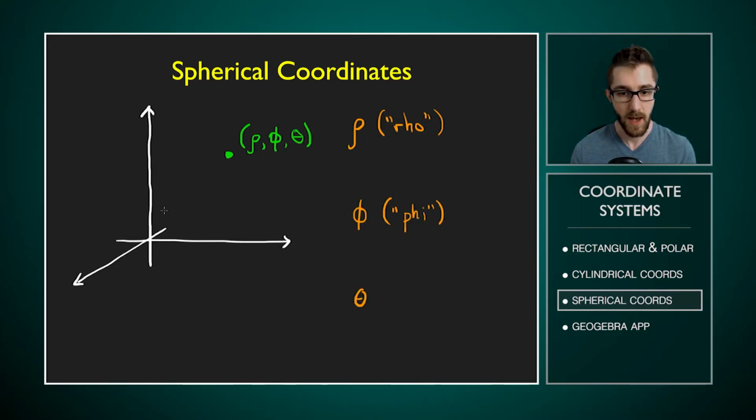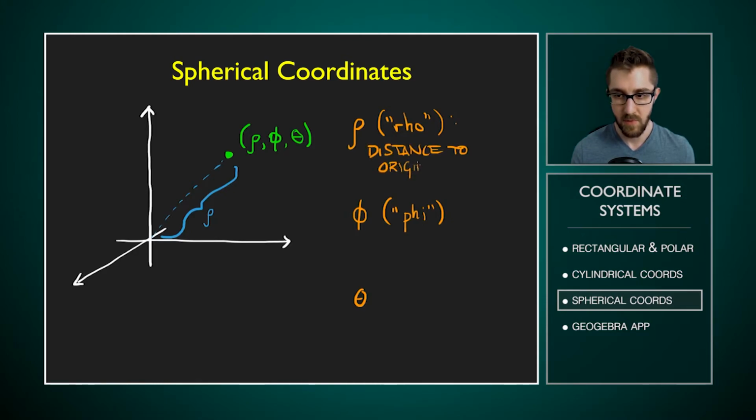Okay, so how do we compute these three numbers? Remember, two of them are going to be an angle, so phi and theta are the angles, and rho is the distance. So to compute that distance, we draw a line from the point in question straight to the origin, and we measure its length, and that is going to be rho. So rho is distance to the origin.